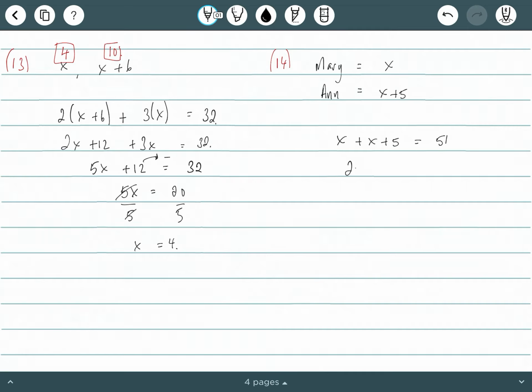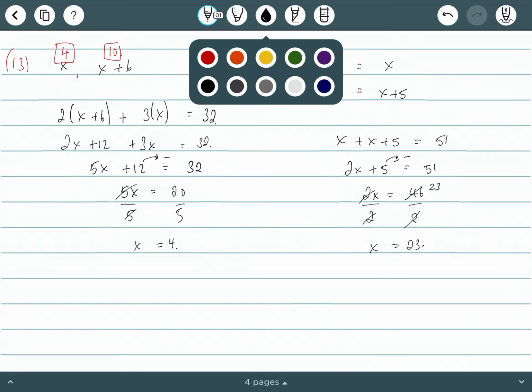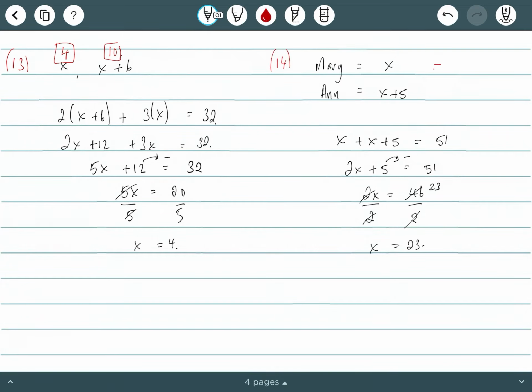So x plus x is 2x plus 5 is equal to 51. Move that across, it's going to become minus, isn't it? So 2x is equal to 51 minus 5, which is 46. Okay, and divide both sides by 2, you get x is equal to, 2 goes into that 23 times. So we can say up here that Mary has to be 23. And if Anne is 5 years older than that, she's obviously 28.